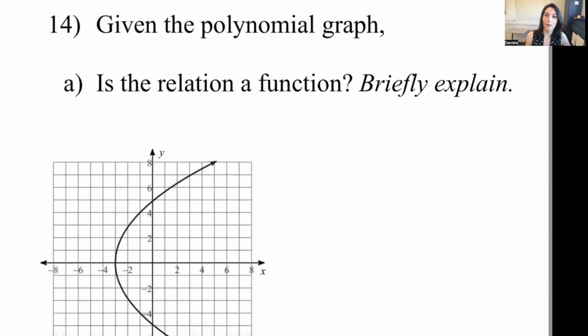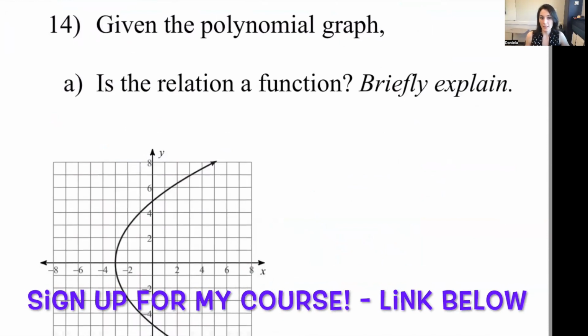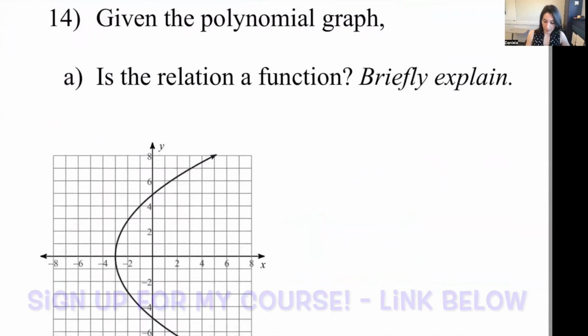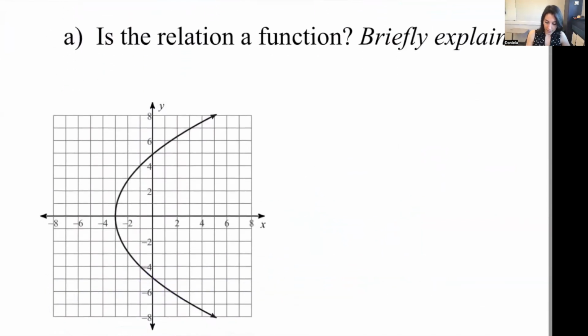Now if we have a graph and you're asked to identify whether it's a function or not, there is a test called the vertical line test. A vertical line is up and down.